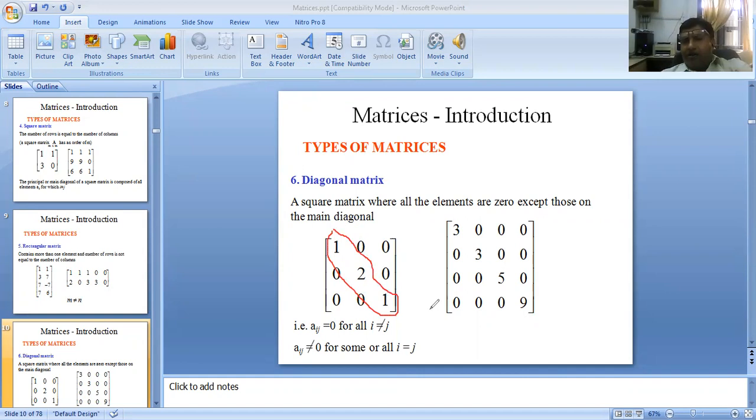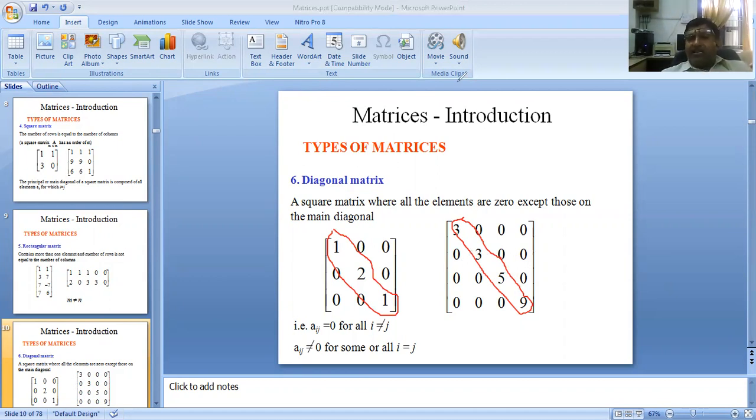If we see in the PPT, we can see that in a matrix, elements 1, 2 and 1, all other elements are 0. And this is a diagonal. So a matrix in which all other elements except diagonal elements are 0 is called a diagonal matrix. In the same way, you can see this matrix also, in which all other elements except diagonal elements are 0. So this is also a diagonal matrix.